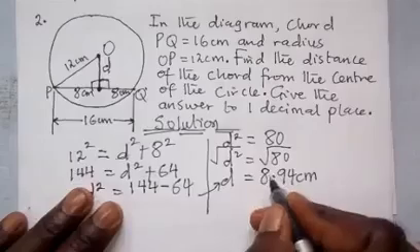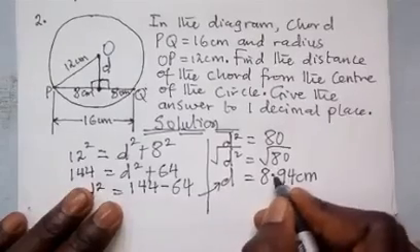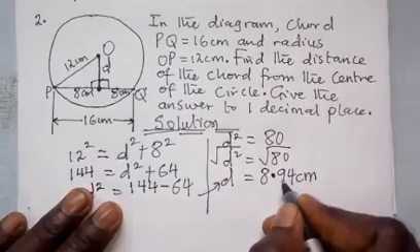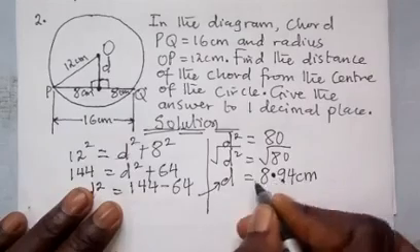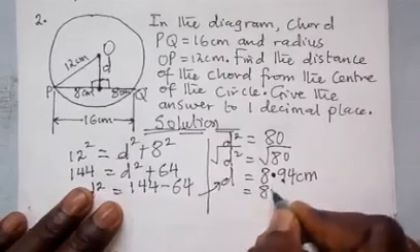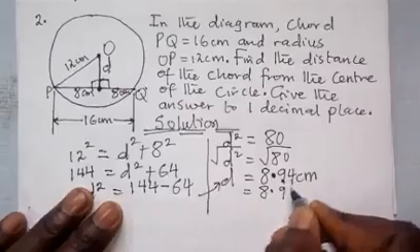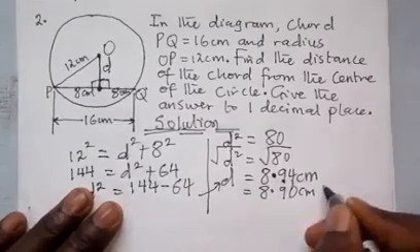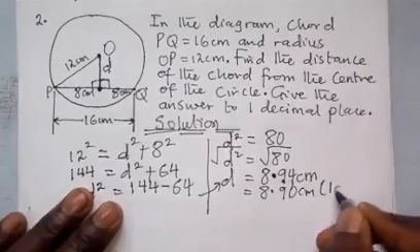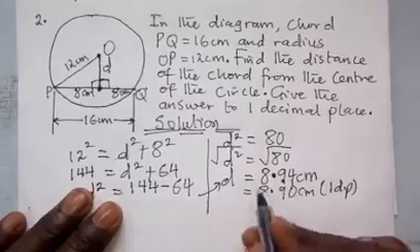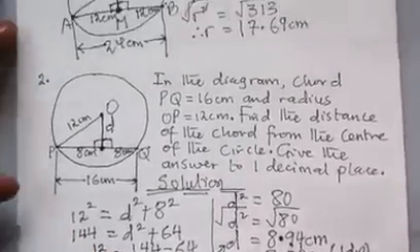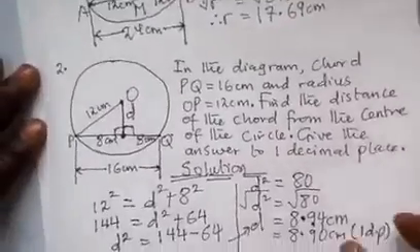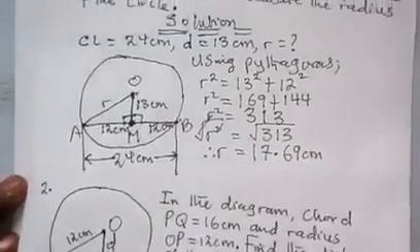To 1 dp means this is the decimal point, and 1 dp means this first digit. Consider the second digit, which is 4, rounded down to 0. So your answer will become 8.9 centimeter. Then you put your bracket and you write 1 dp. So this shows that you've approximated to 1 dp. So that is the answer to this second question. I believe it's quite interesting, and you are following the explanations.